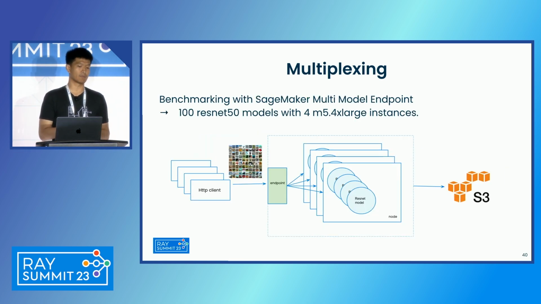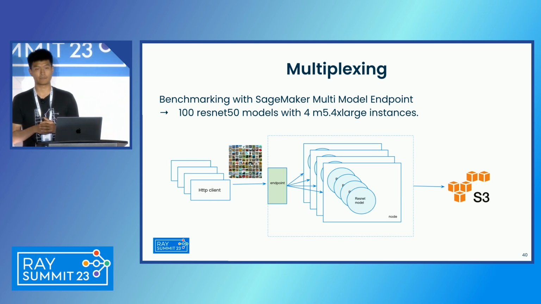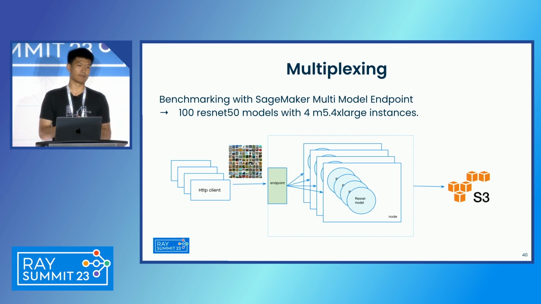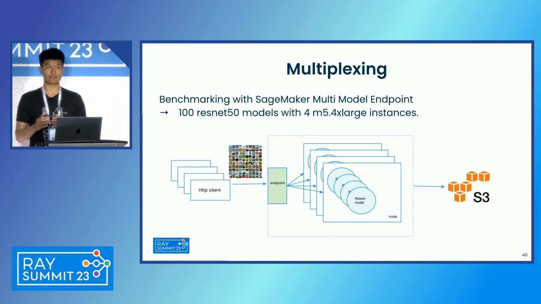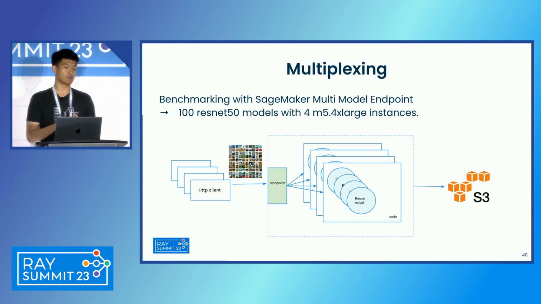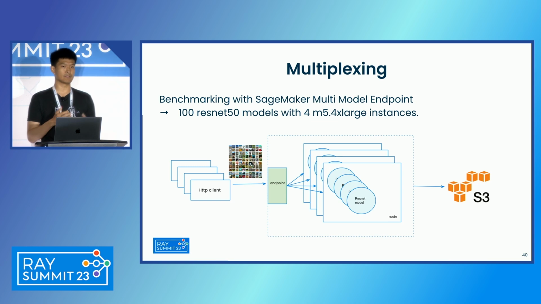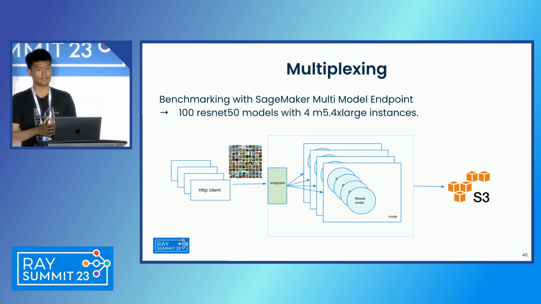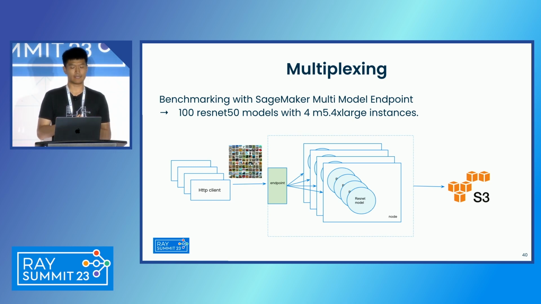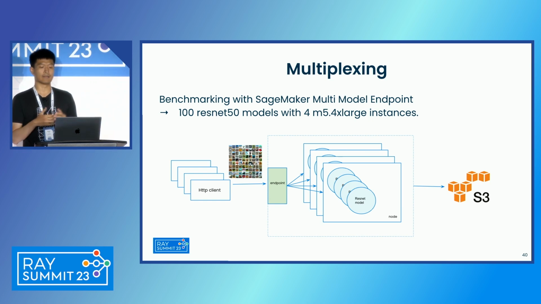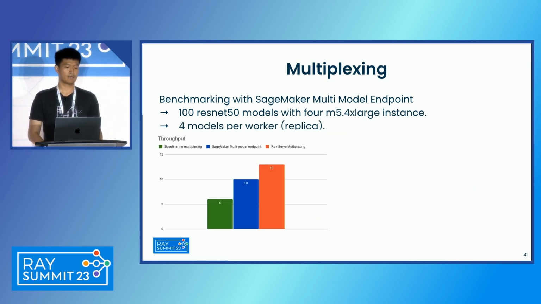We also did a benchmarking with the SageMaker multi-model endpoint. The SageMaker multi-model endpoint is a similar technology for serving these use cases. We're using 100 ResNet50 models with 4 M5 large instances. We're using an HTTP client to choose different image categories, sending the images to the clusters. Based on the different categories, we're loading the models into our replicas, and our workers in SageMaker, to do the inference. And this is the result that we get from the benchmarking.